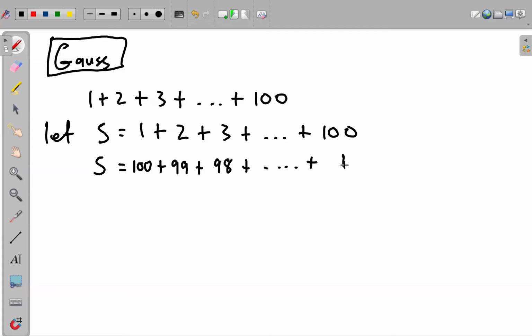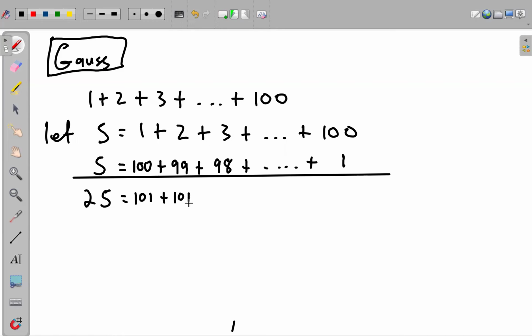Then what he did, remember back then they would do column addition. Then he started to add. So if I add here the left-hand side, I will have 2S. S plus S is 2S, right? And then what would happen here if we add all these numbers? Look at this. 1 plus 100 is 101, right? 2 plus 99 will also give you 101. 3 plus 98 will still give you 101 until you add the very last one, which will also give you 101.